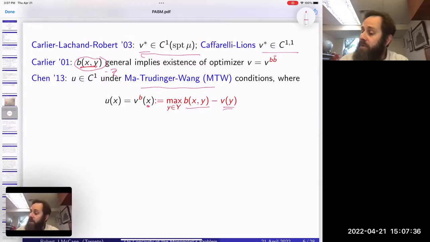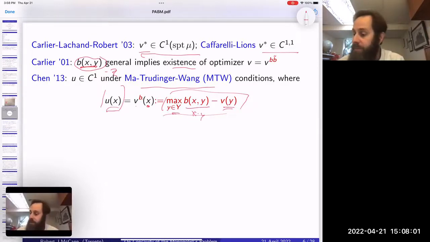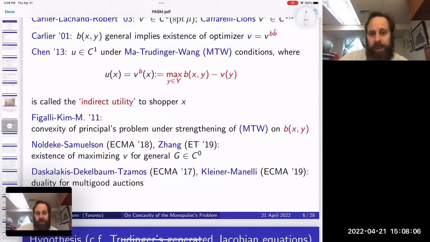And so this function here, which depends on B and V, I'm going to call the B transform of V, and that's also the indirect utility. And in order to get his existence result, what Carlier did was reformulate: instead of thinking of the principal's profits as being a functional of V, you think of them as being a functional of U. And in the case where B is bilinear, then this maximum is going to be a convex function. So that was what we saw in Rochet and Choné's model. And so U will be called the indirect utility because it depends on what the price menu V is.